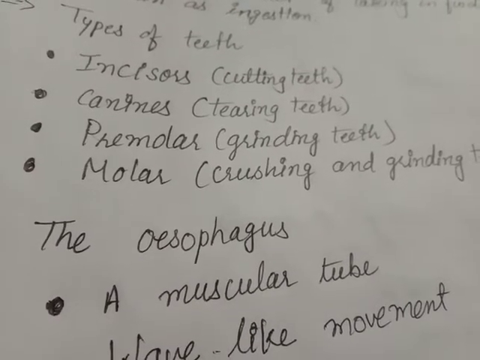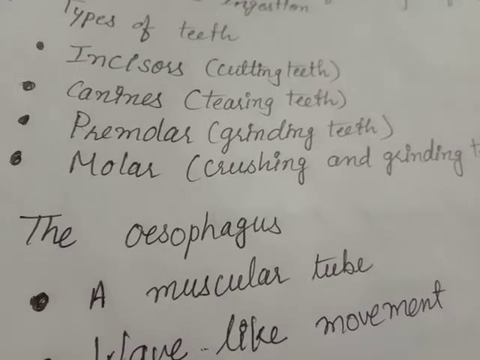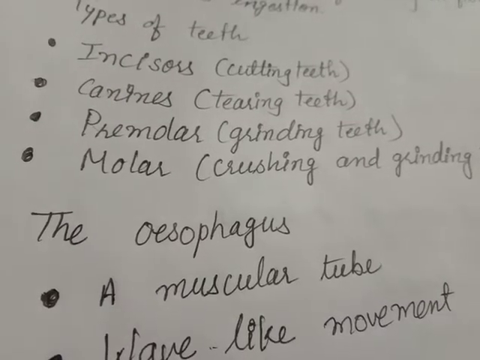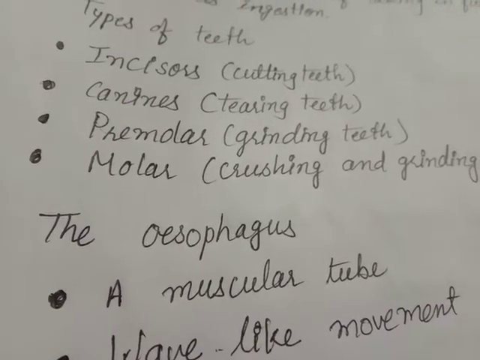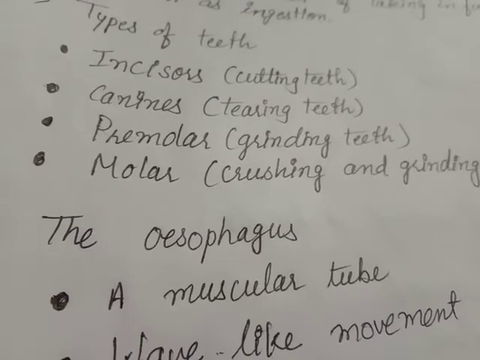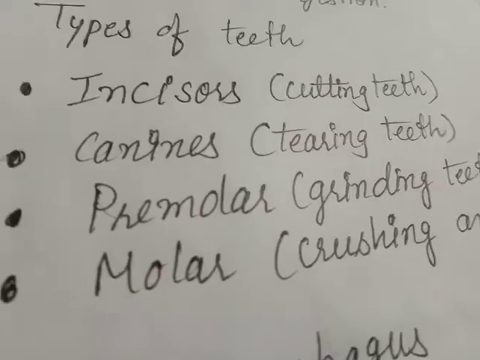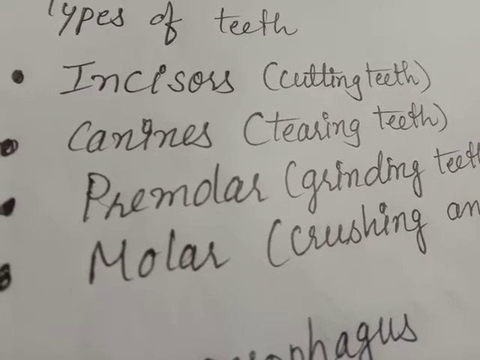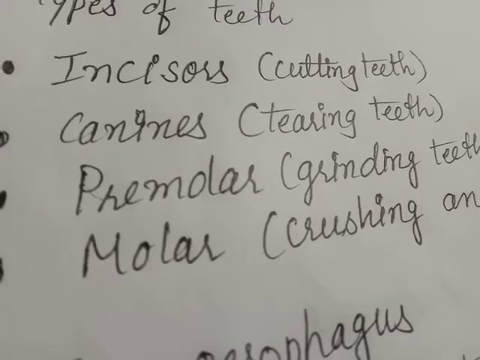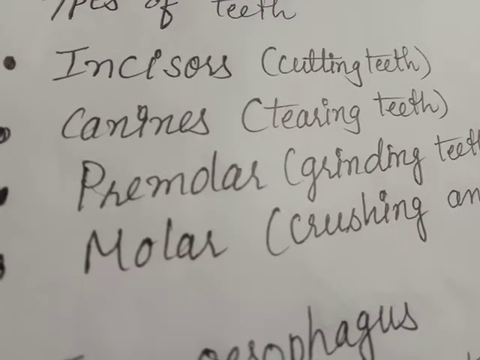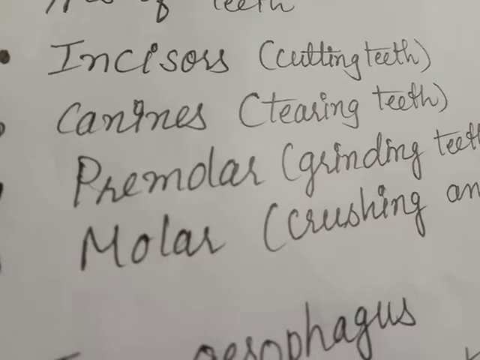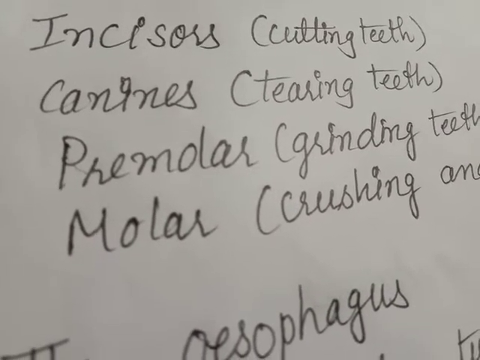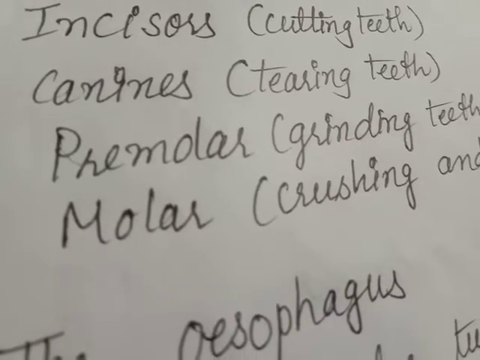Incisor teeth are also known as cutting teeth. The front 4 teeth on each jaw are flat and have a sharp edge. They are used to bite or cut food into small pieces. Canine or tearing teeth. Canine teeth are also known as tearing teeth. On both sides of the incisors on each jaw is a sharp pointed tooth called the canine. Canines are used to tear food.